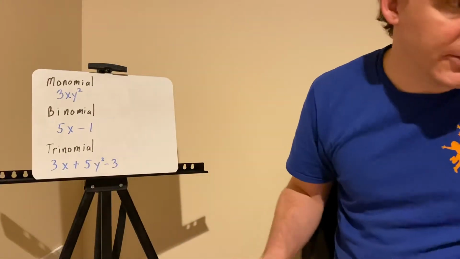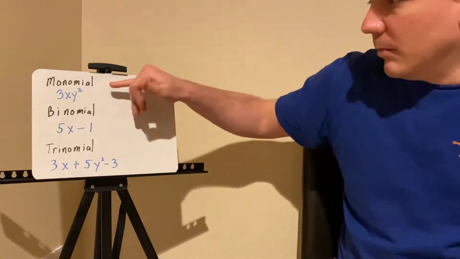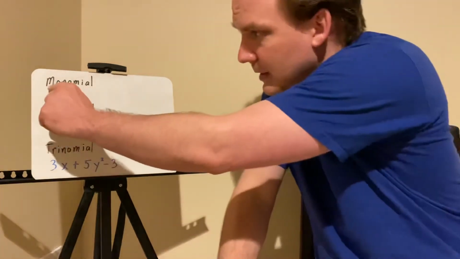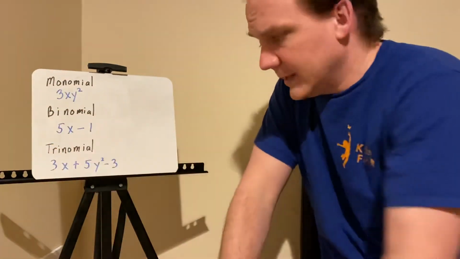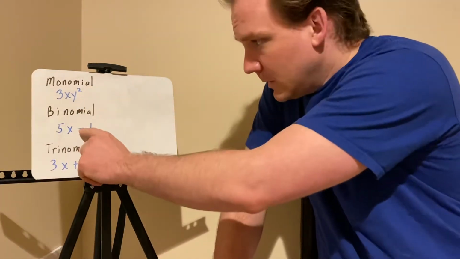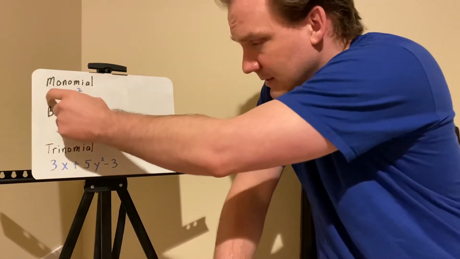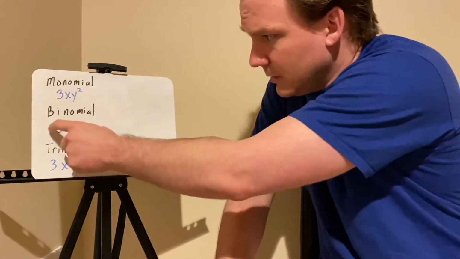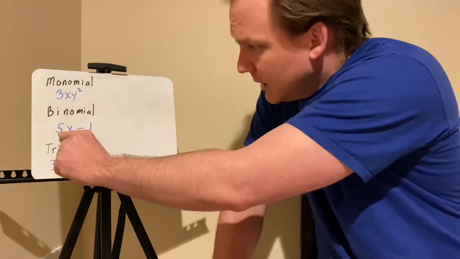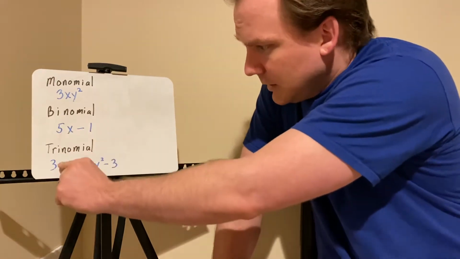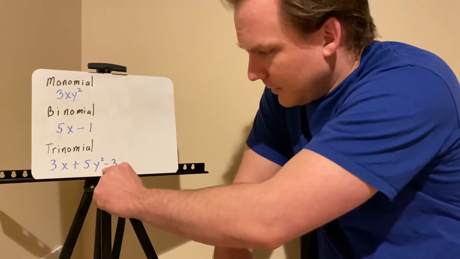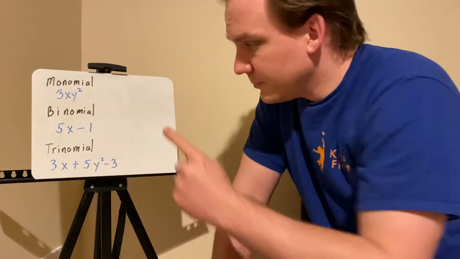Now you're also going to hear terms like monomial, binomial, trinomial. All that means is mono is 1, bi is 2, tri is 3. So a monomial is one term. That's one thing. This is considered a term, 3xy squared. A binomial is two terms, and terms are separated by addition or subtraction. So 5x minus 1. A trinomial is three terms, 3x plus 5y minus 3. So 1, 2, 3 terms.